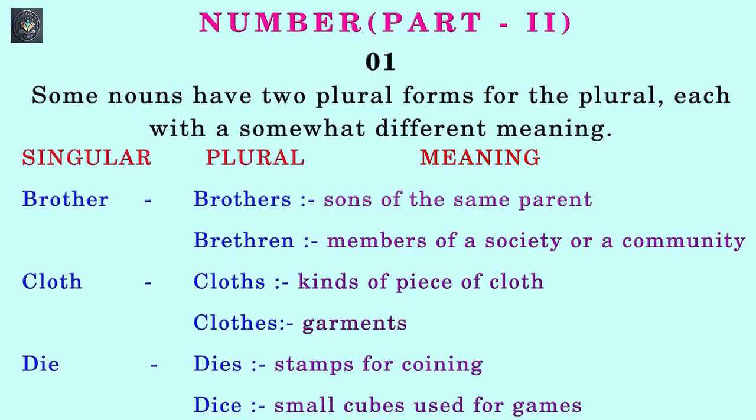Part 2, Rule number 1. Some nouns have two plural forms, each with a somewhat different meaning. Examples: brother, brothers, which means sons of the same parent. Brethren, which means members of a society or a community. Cloth, cloths, means kinds of piece of cloth. Clothes, which means garments.